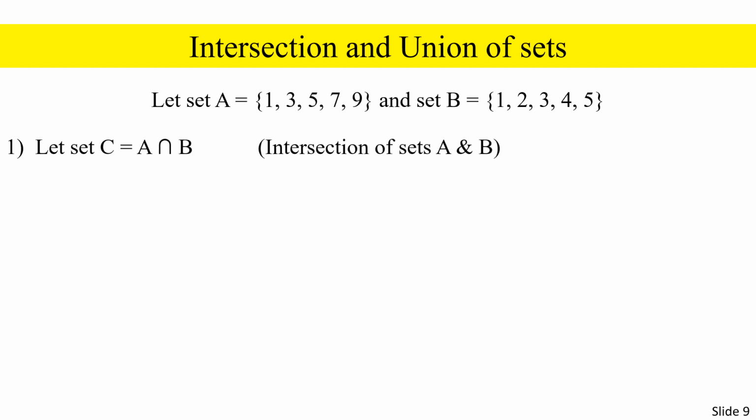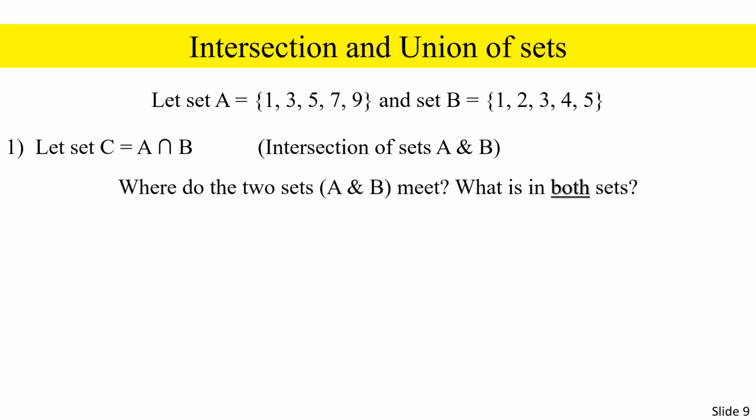So let's set C equal to the intersection, it's like an N, intersection of sets A and B. Well, that means where do they meet? Where do the two sets meet? What is in both sets? So set C, well, if I look at A and B, they both have a 1. They both have a 3. And they both have a 5. So there's my set. Set C is 1, 3, and 5.